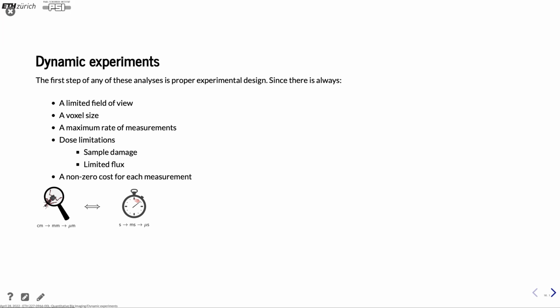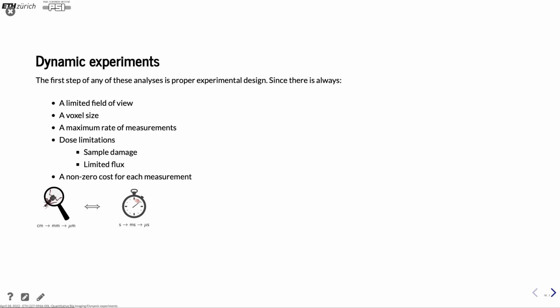The maximum rate of measurements: how fast can you actually acquire your images? Is it fast enough? And that is related to dose limitations, because if you're working with some kind of radiation, it may damage your samples. It happens very easily with high brilliance X-ray sources. A synchrotron could already cause damage, but if you go to free electron lasers, then you burn up your samples while you're doing your experiments.